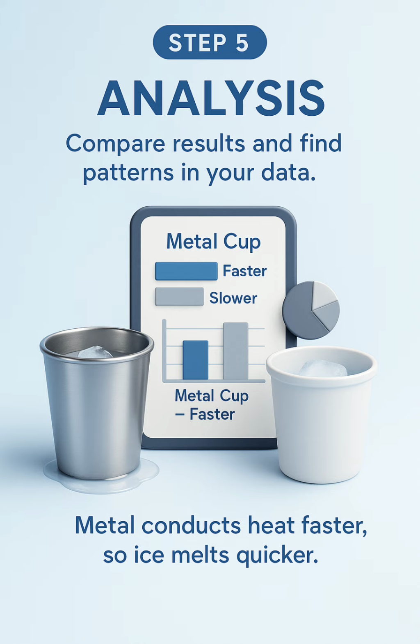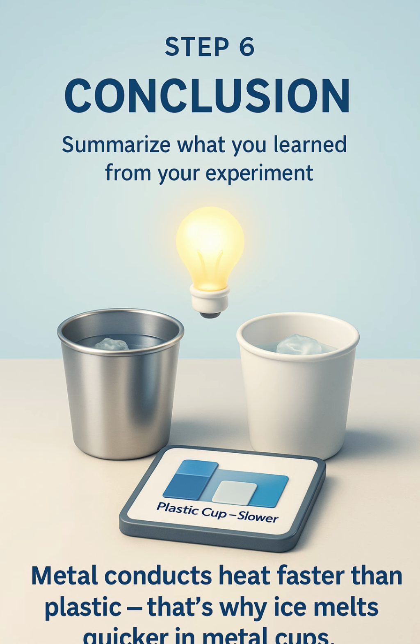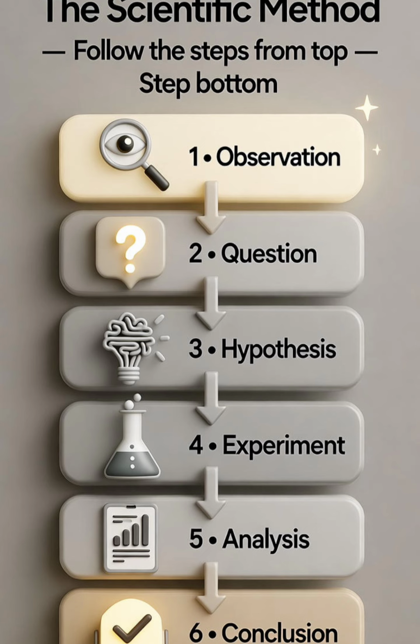You compare melting times and see that metal lets heat travel through faster than plastic. By analyzing data, you understand what's really happening behind the scenes. Finally, you make your conclusion. You conclude that metal conducts heat better than plastic, so ice melts faster in a metal cup. And that's the scientific method in action.